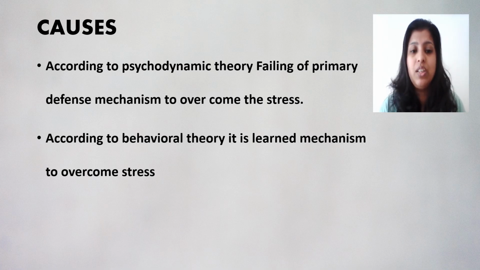Next is behavioral theory. Behavioral theory says that it is a learned mechanism to overcome stress. You have a lot of stress, and you don't know how to overcome the stress. So your mind and body will work together and we learn a new technique to overcome the stress. Like you have a lot of tension, you have stress, you don't know how to manage it, how to face the people. So dissociative fugue will develop. You will lose your identity. You will wander from the place where you are living. You will go to another place, and there you will live with another identity.